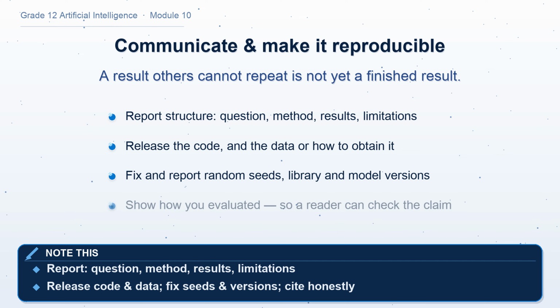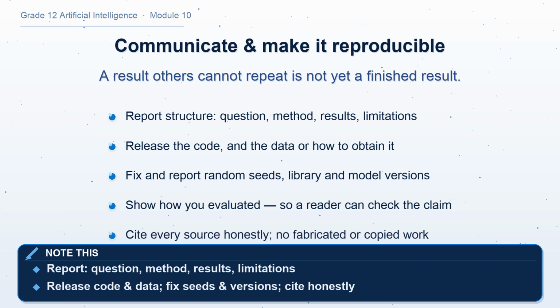Reproducibility checklists used at major venues ask for just this: code, data, settings, and statistics, and cite every source honestly, with no fabricated or copied work. That honesty is what makes your finding count.